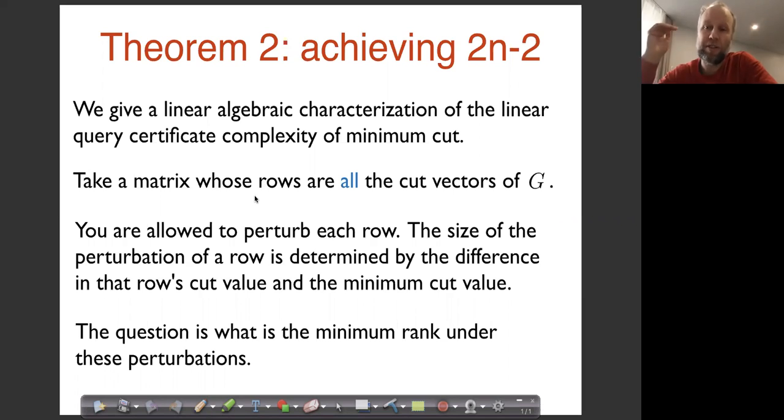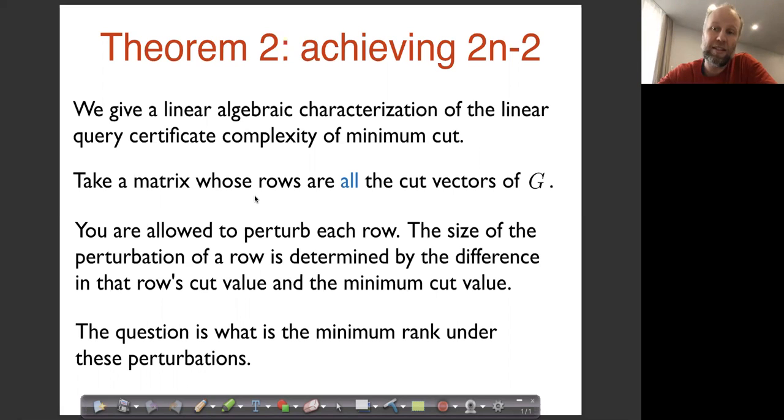Now you're allowed to perturb each row, and how much you perturb the row is determined by the weight of that cut minus the minimum cut value. So cuts that are actually minimum cuts, you can't perturb at all, because that difference is 0. Cuts that are close to minimum cuts, you can perturb a little bit. Cuts that are very far away, you can perturb a lot. And then the question is just, what is the minimum rank of this matrix under these perturbations?